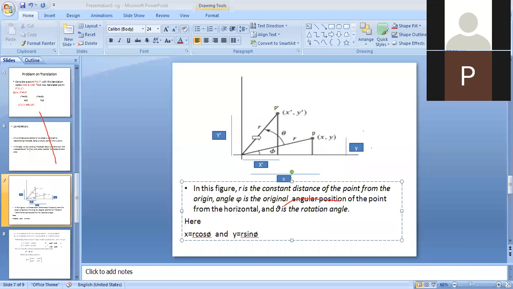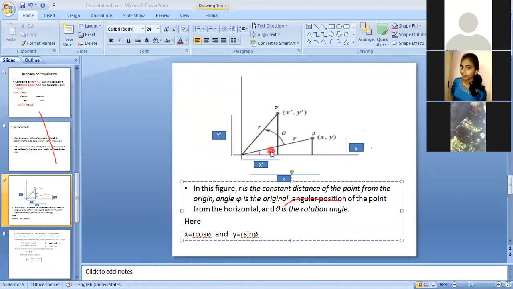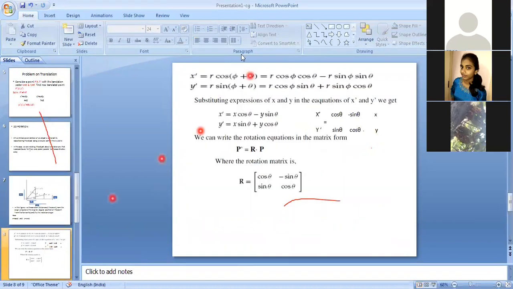So x dash means it is the complete angle of both of these. And coming to y dash, it is also the complete angle from here to here. So what is x dash? X dash is nothing but r cos(phi plus theta), and y dash is nothing but r sin(phi plus theta).